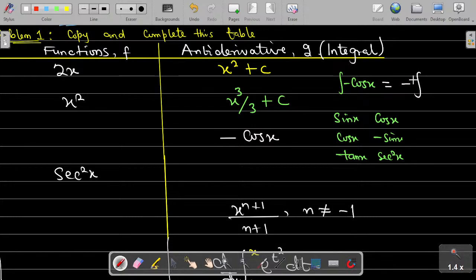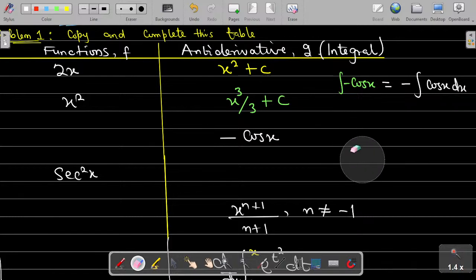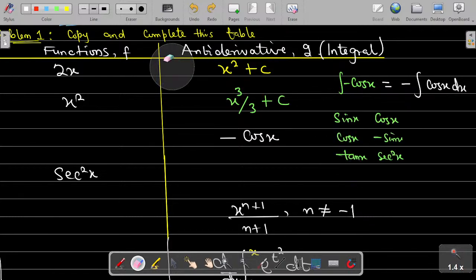You can put minus 1 if you want, but I prefer to leave it as minus. So this is the same thing as the minus integral of cos x with respect to x. Okay, and then you are done. So what is the integral of cos x? That's the antiderivative. If you have cos x and you want to get the function that gave it, what will it be? So that is this one.